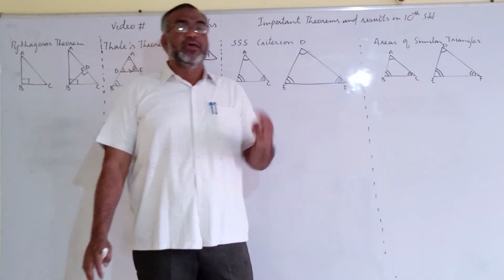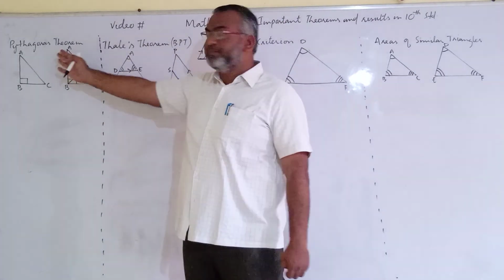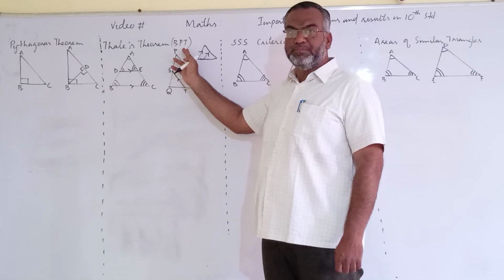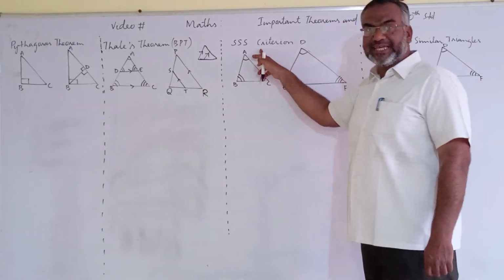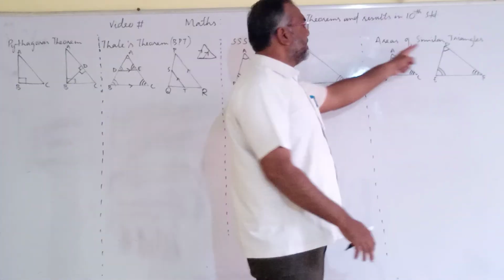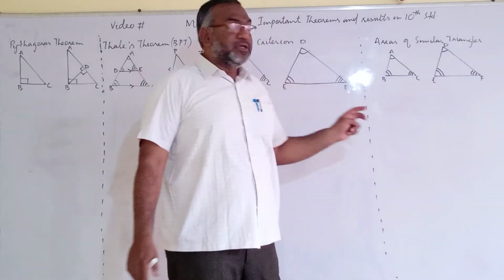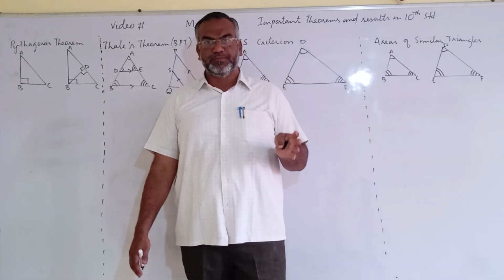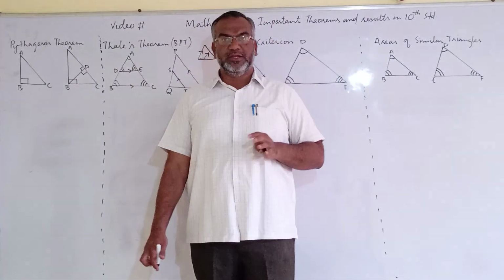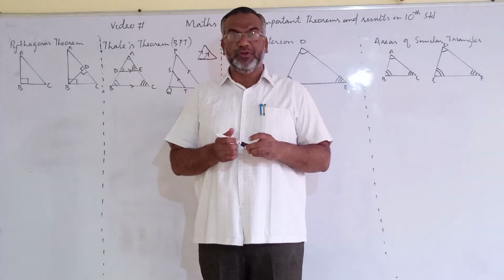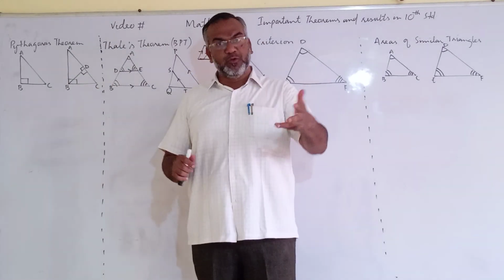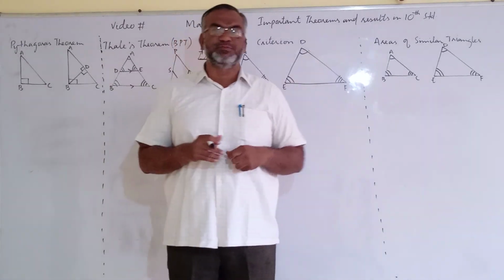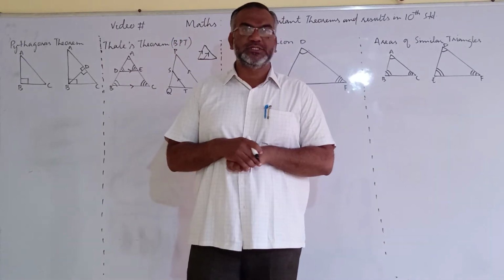Using those results, these theorems: Pythagoras theorem, Thales theorem, which is also known as basic proportionality theorem BPT, SSS criterion, and areas of similar triangles. These theorems I have already explained in my previous videos. Their statements and proofs are there. You can watch my previous videos.